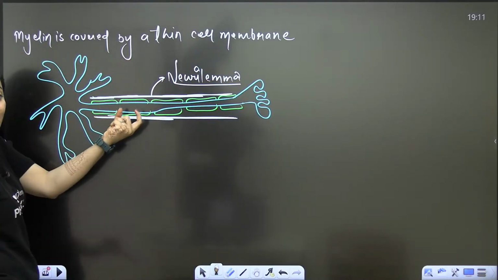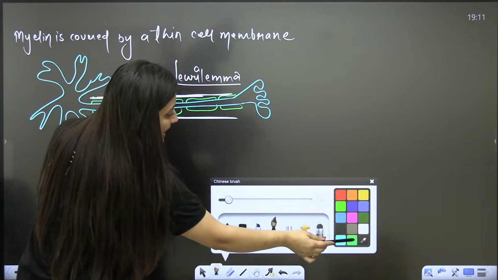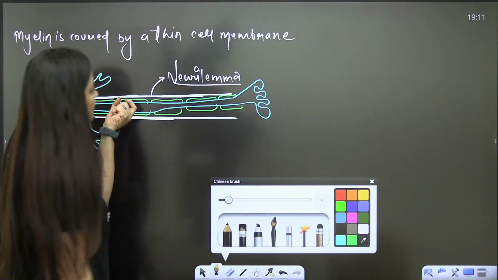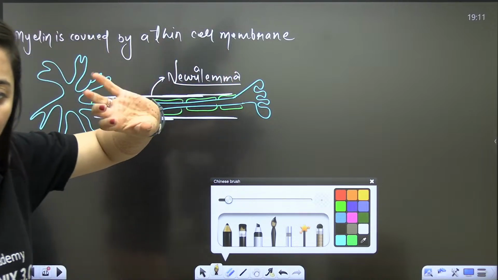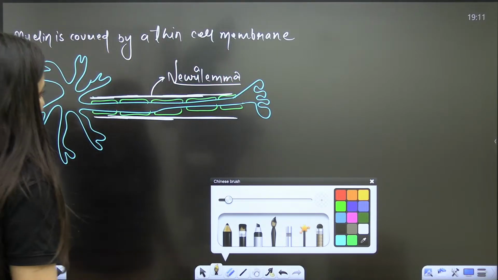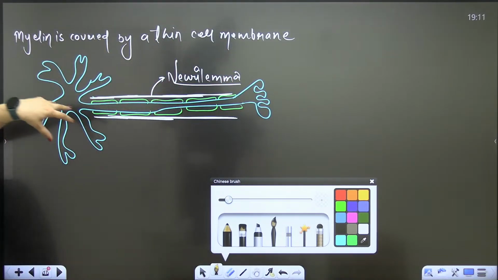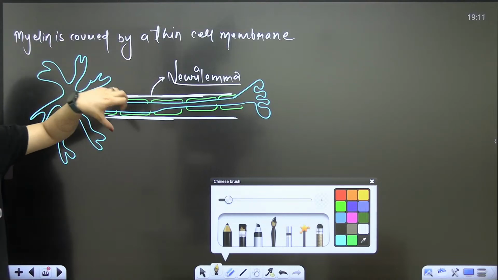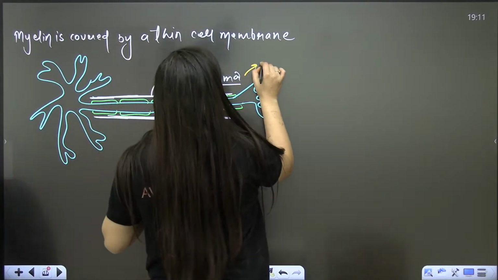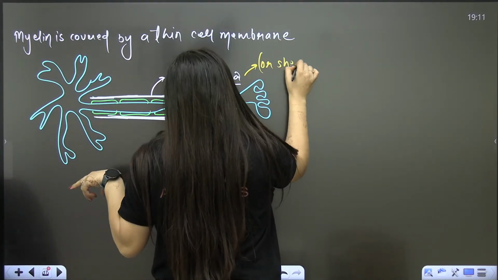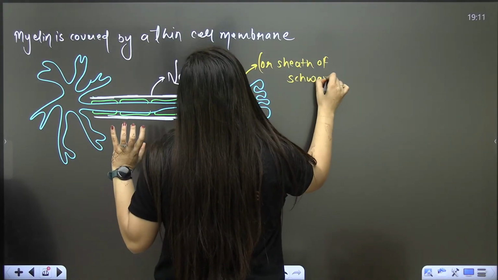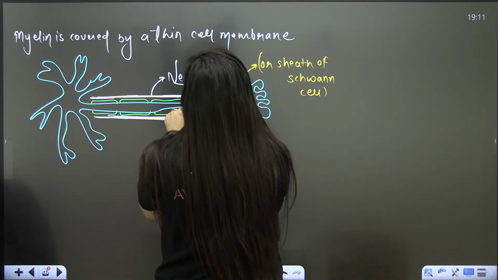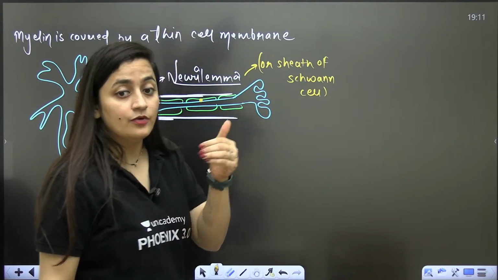Neurilemma is also present at the nodes of Ranvier. That means it is also present at that part where the myelin sheath is absent. Sometimes this Neurilemma is also known as the sheath of Schwann cells. I'll tell you what these Schwann cells are. When we draw this diagram of the neuron, we write it here. These are the Schwann cells.